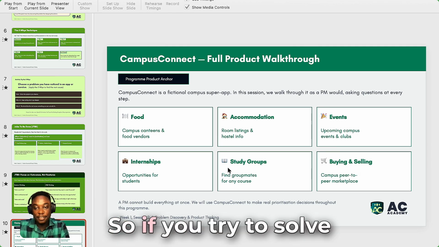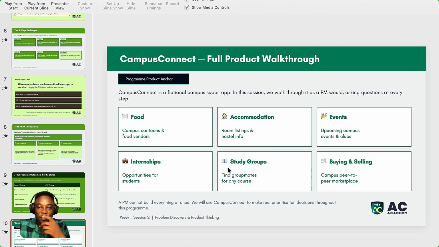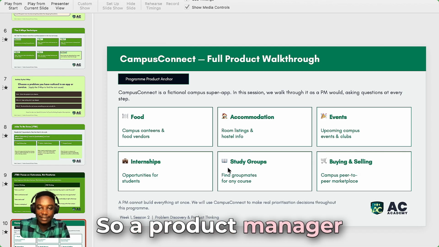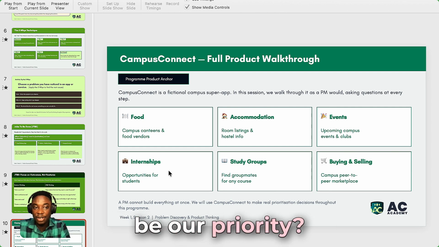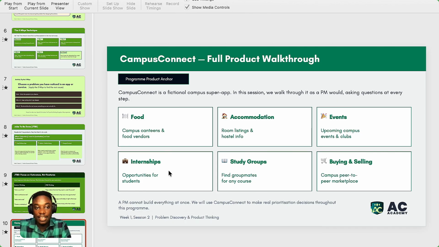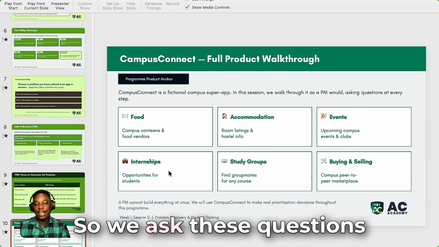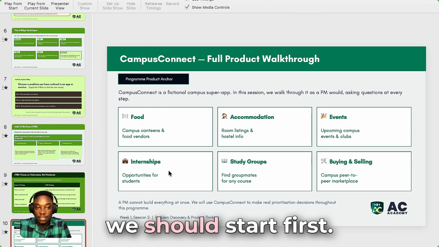This is a fact. So if you try to solve every student's problem at the same time, the product can become too confusing, too overwhelming, too expensive, even too hard to manage. So a product manager must ask, what problem matters most right now? What should be our priority? Which user group should we serve first? Should we serve internship people? Which feature will create the most value early? So we ask these questions and then conclude on what we should start first.